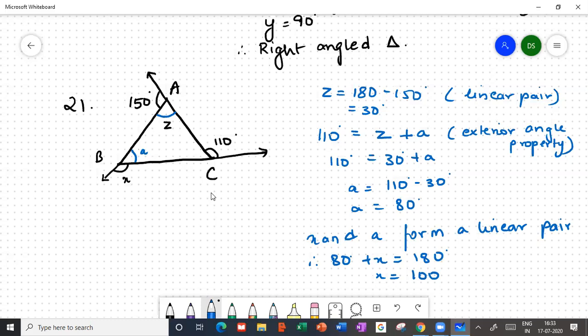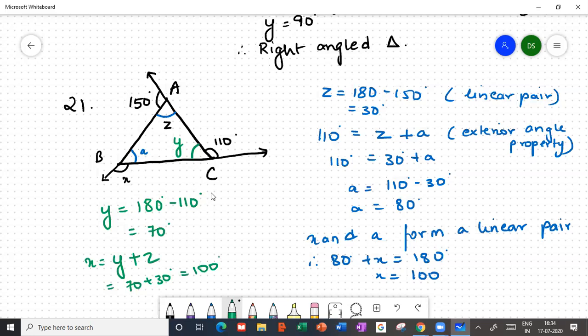What you can do is use this also and verify it. Suppose I calculate this angle, say y. What would y be? 180 minus 110, which will be 70. And we know that this is 30. So x should be y plus z, which is 70 plus 30, which is 100. So all the answers should come out the same. Anybody has a better way of doing this?